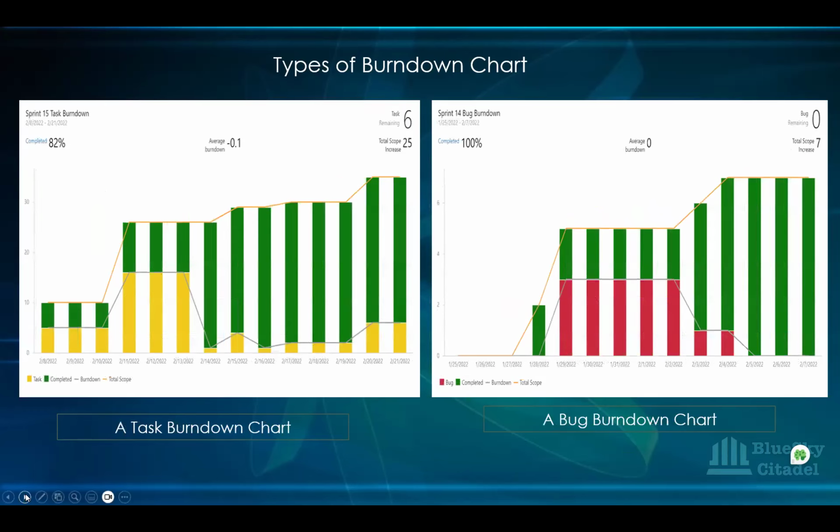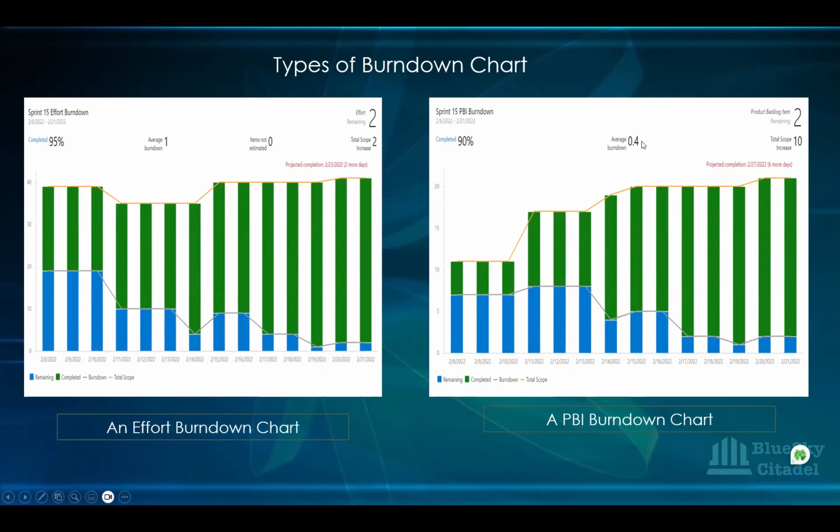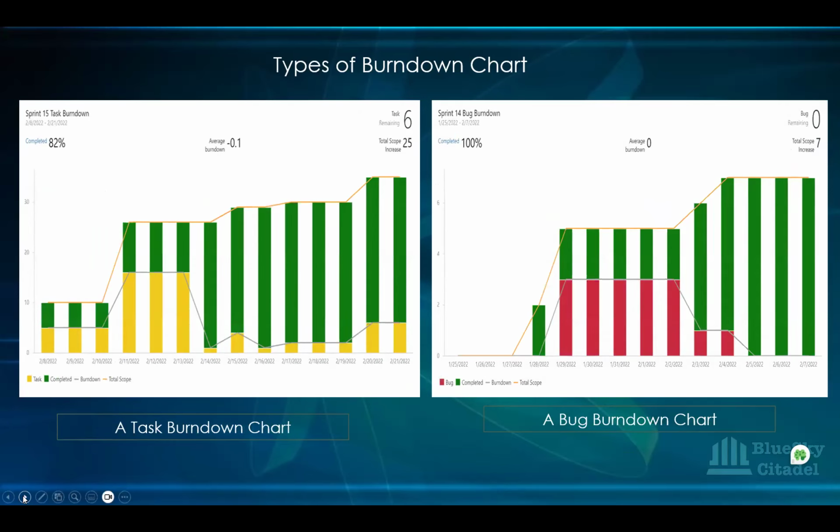So also there are different types of burn down charts that you can create on your dashboard. We've looked at the effort burn down, we've looked at the PBI burn down. You also have the task burn down, which would track everything going on your sprints. Okay, so you can have the task burn down chart again, this is still for sprint 15, as you can see, and then you can have a bug burn down chart. So don't be surprised that, oh, why is the bug not starting at the beginning?